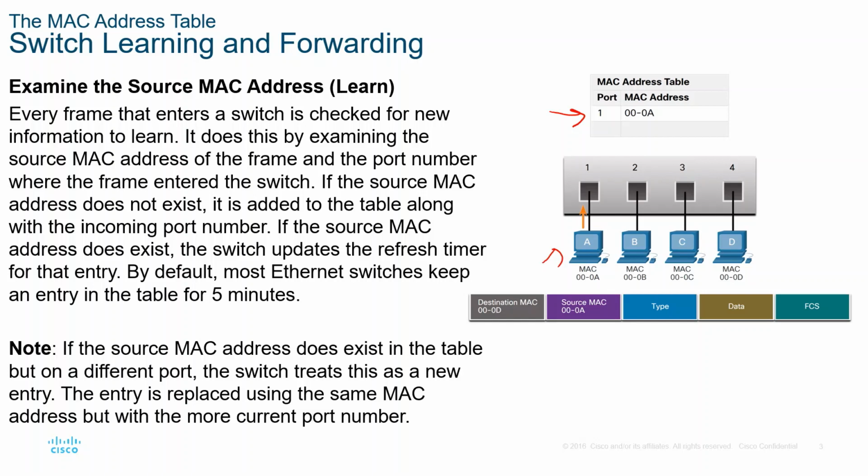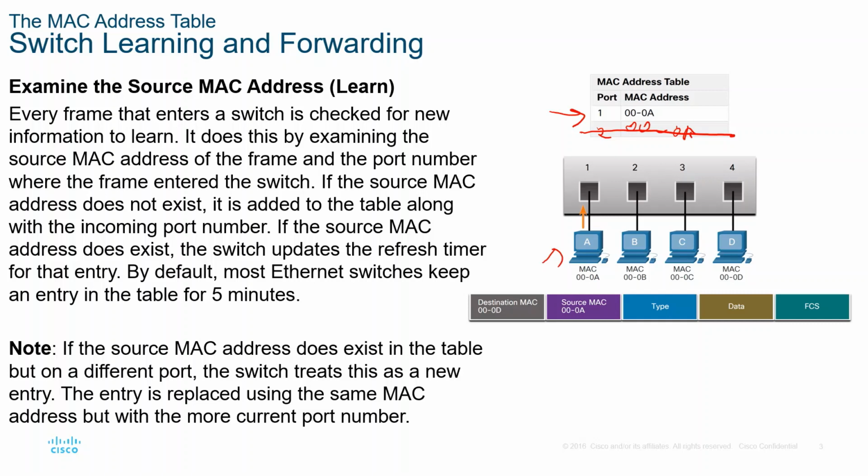Now, if the MAC address exists in the table, for example the same MAC address 000A, but it is actually on port 2, the switch will treat this as a new entry. The entry is replaced using the same MAC address but with the more current port number. So if previously we had the same MAC address on another port, the entry will be replaced with the newer port number.